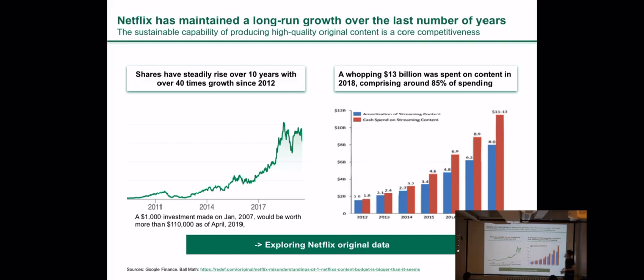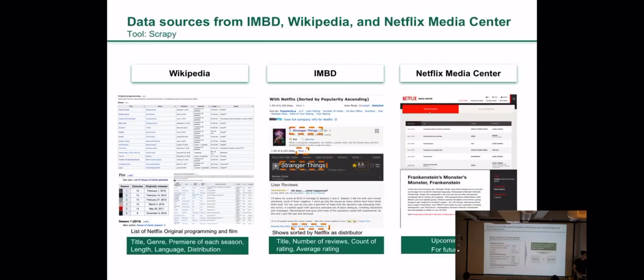I also found that there's a whopping investment in streaming content of Netflix, comprising around 85% of spending last year, with $13 billion, which means that the original content is a very important part of the business model of Netflix. And I think the sustainable capability of producing high-quality original content is a core competitiveness of streaming media companies like Netflix in an industry with such fierce competition.